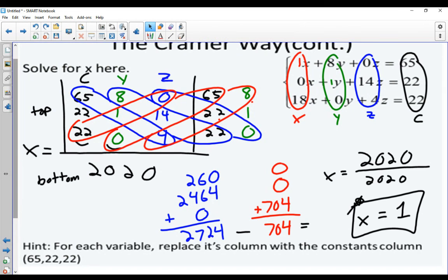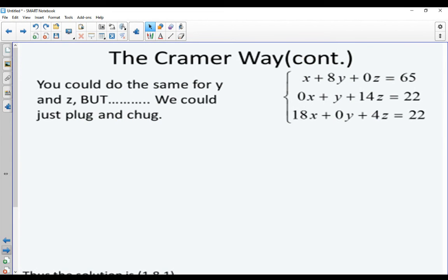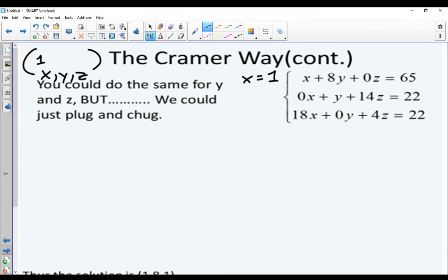Now, that's only the first part of our answer. Well, we just found the x. We still need a y, and we need a z. You could do the same Cramer's rule for y and z, but you could just plug and chug. For example, you know that x is 1. Why don't you plug that into the first equation? Let's do that off to the side.